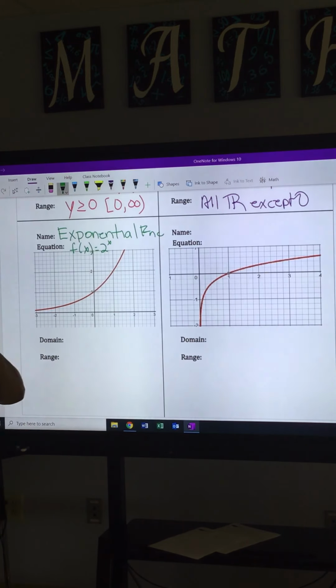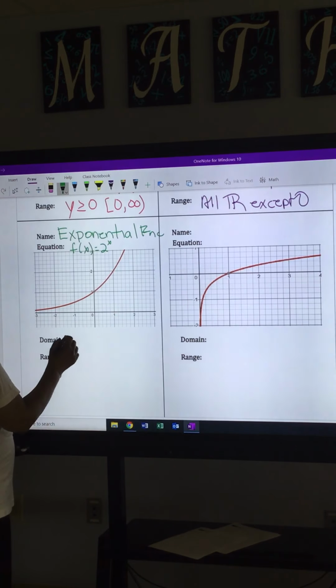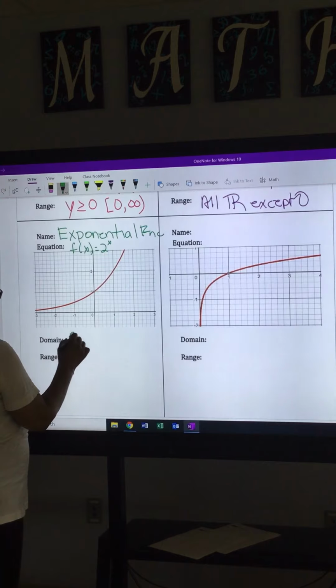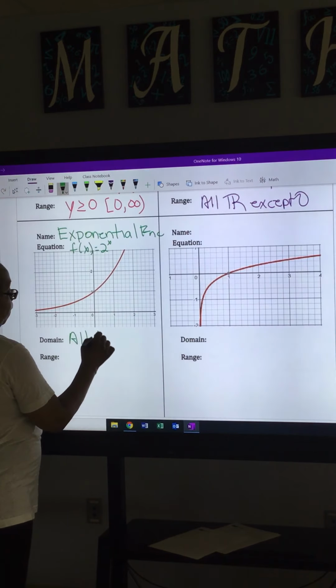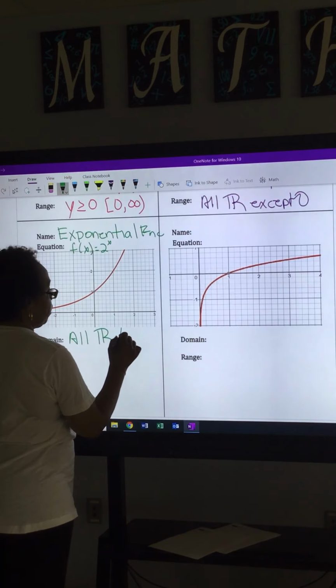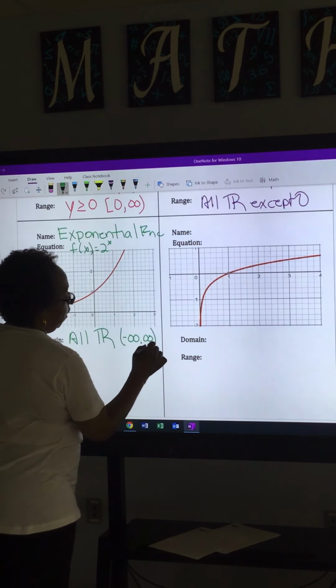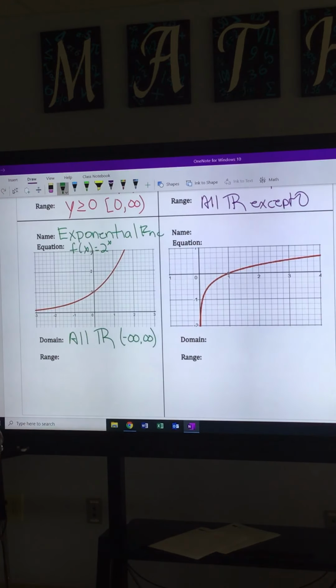So notice on an exponential function, your x is the exponent, okay? And again here, we notice our x values go on left and right. So that's going to be all real numbers. Okay, so again, our notation is going to be negative infinity to positive infinity with parentheses. Okay, now let's take a look at our y value here.